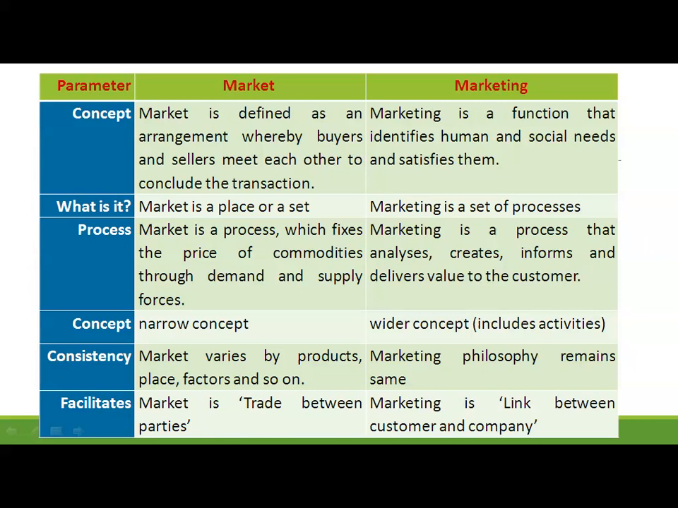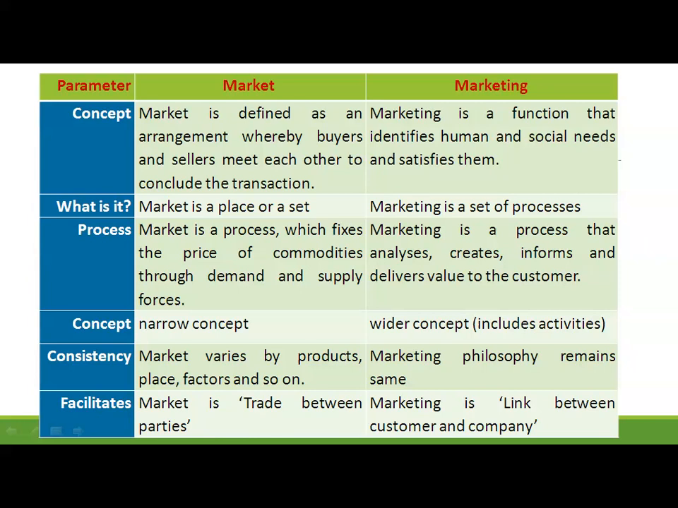So, what is this process? Market is a process which fixes the price of commodities through the demand and supply forces. And marketing is a process that analyzes, creates, informs, and delivers value to the consumer. Now, we have seen what value is. Value is the perceived benefit that the customer is getting from a product or service. Now, that way, market is a narrow concept compared to marketing, and marketing is the wider concept if you compare it to market.